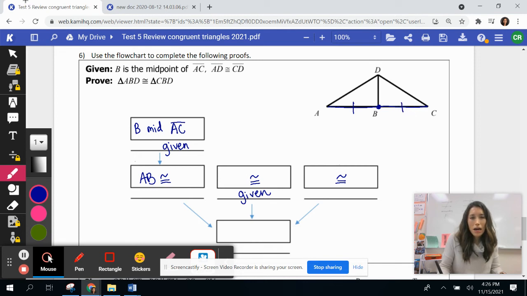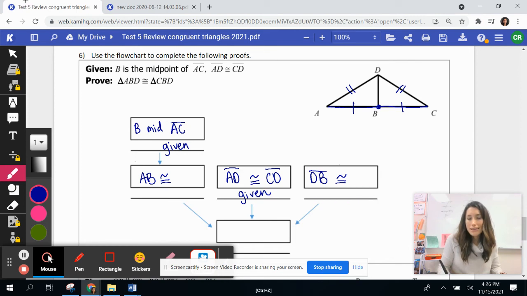Okay. The other given information, well, that's just right here in the given. I'm going to add that here. AD is congruent to CD. Okay. And then we need one more piece of information. Let's put AD and CD on our diagram. I'm going to do DB. What is DB congruent to? And why?